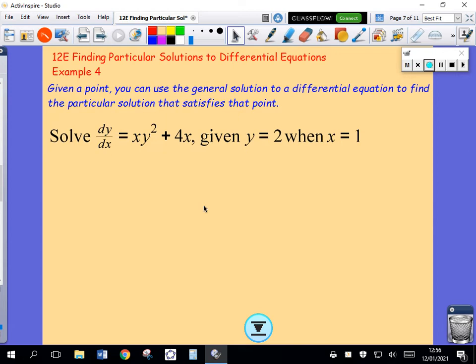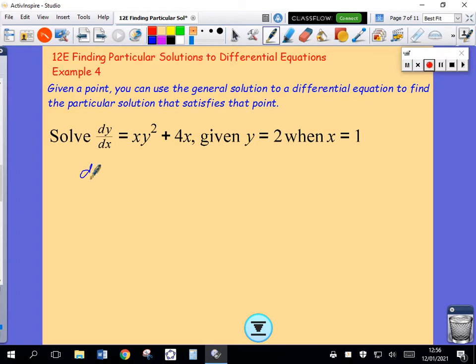Okay, so here's our example. It says solve dy dx equals xy squared plus 4x, given y equals 2 when x equals 1. Okay, so we're solving this differential equation. xy squared plus 4x is equal to dy dx. So we'll start with that.